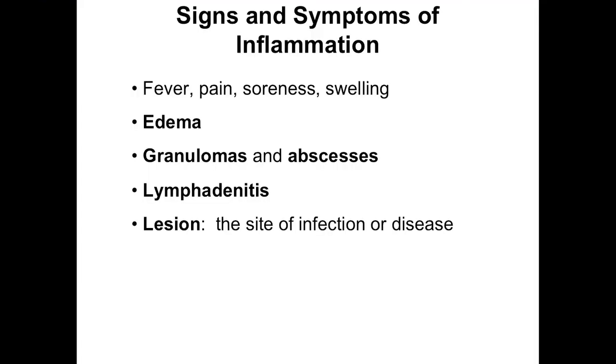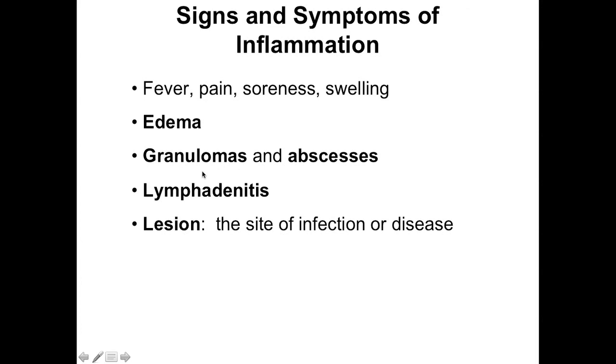So I think I've already talked about this slide. Signs and symptoms of inflammation. So generally fever, pain, soreness, swelling, all of these things are systemic effects that are associated with inflammation. Edema as a hallmark of inflammation. This is a buildup of fluids. Generally that's what we consider inflammation to begin with. Granulomas and abscesses, so these are again just conglomerations of immune cells that kind of wall off infectious things or non-self particles, and they can form these nice little nodules.